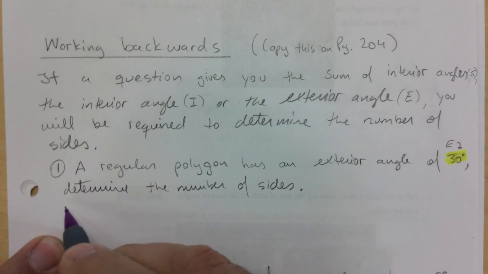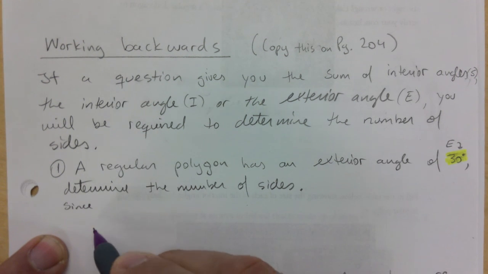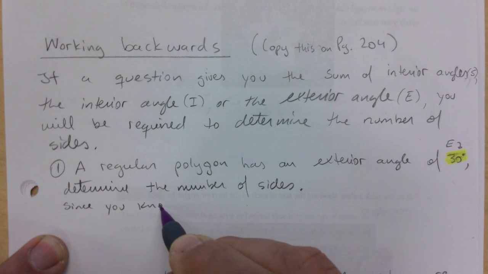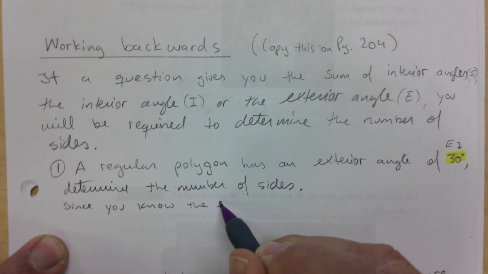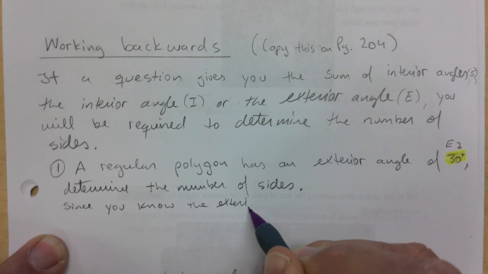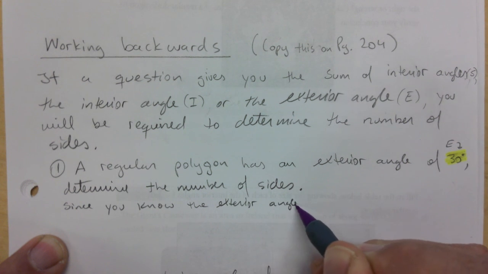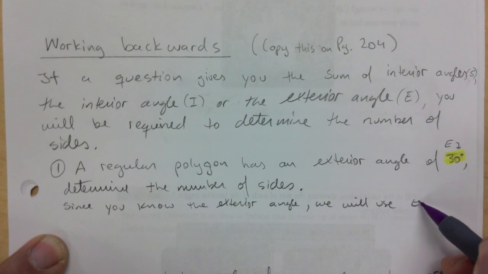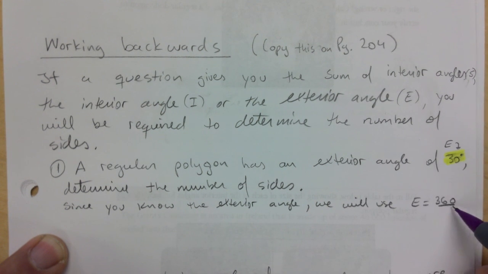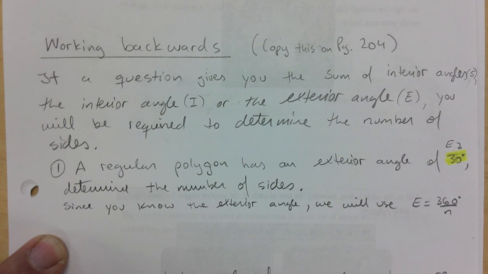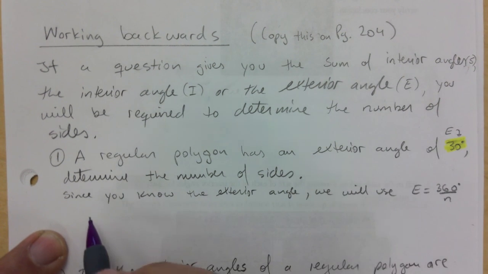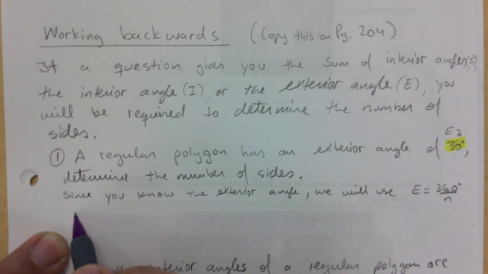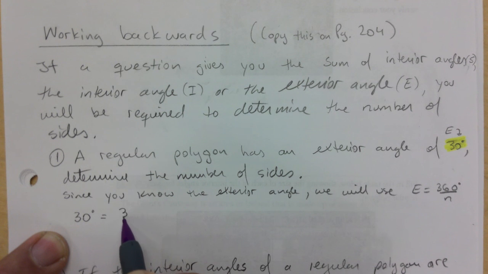What you will find out, since you know the exterior angle, we will use E is equal to 360 divided by N to get us started, okay? So you go, the exterior angle is 30 degrees, so you plug that in. And then we say that that's equal to 360 over N.